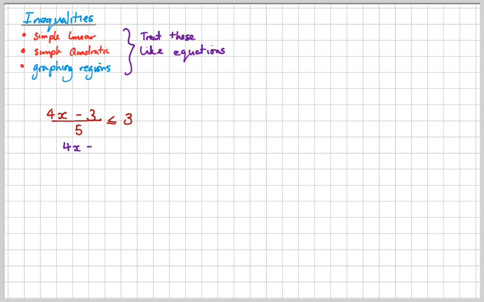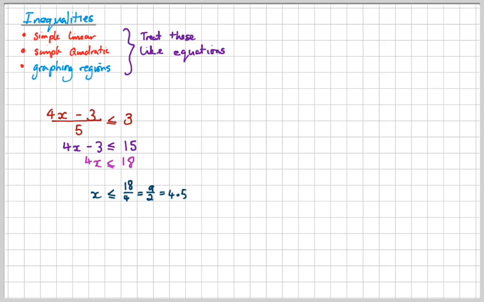The first thing you want to do is times both sides by 5, giving you 4x minus 3 is less than or equal to 15. Okay? Just timesing both sides by 5. From here, you're going to want to add 3 to both sides, so 4x is less than or equal to 18. And finally, divide both sides by 4, so x is less than or equal to 18 divided by 4, which ends up being 4.5.